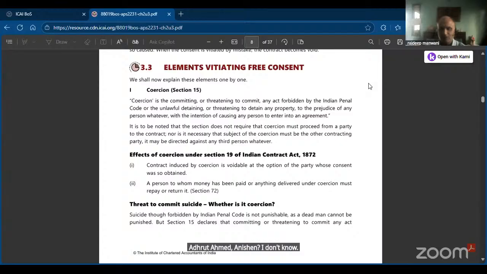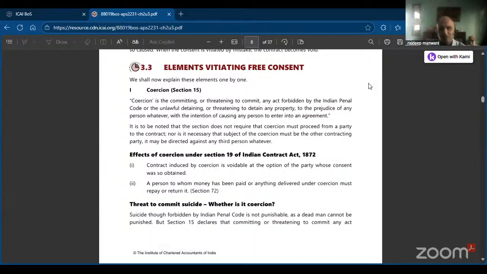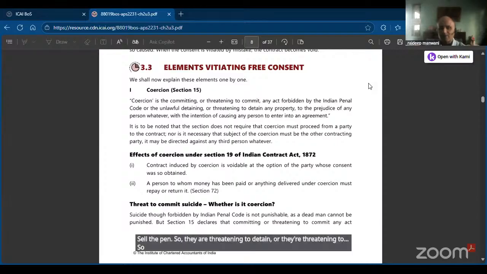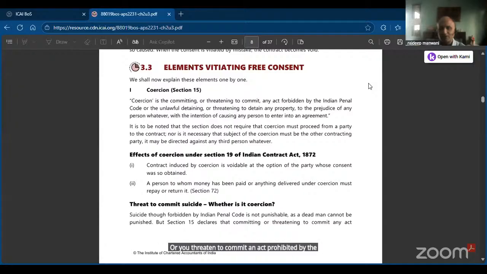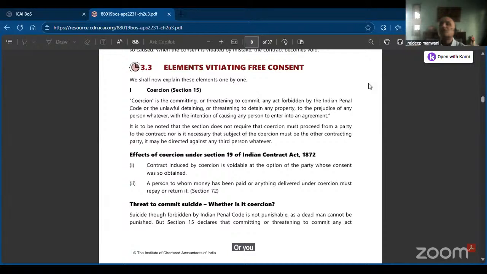If you don't sell us, we will come to your house and we won't leave till you sell the gold pen. So they are threatening to detain. So either you commit an act or you threaten to commit an act prohibited by the Indian Penal Code. I've already given you the case Ranganayaki Amma versus Alvar Chetty. Or you detain the property or threaten to detain the property of another person with a view of making him enter into the contract.